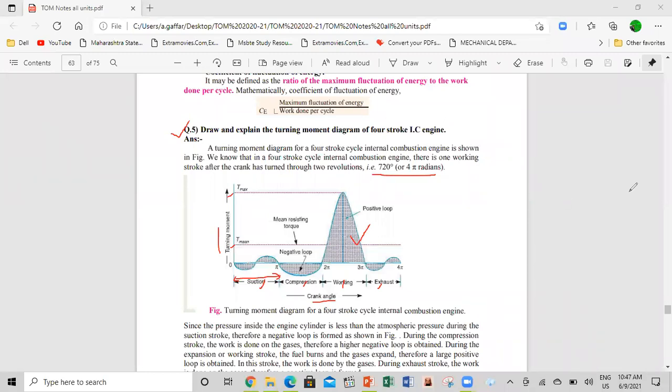Okay, you got it? Reply to me, you got it? What does this diagram actually show? Students, you got it?